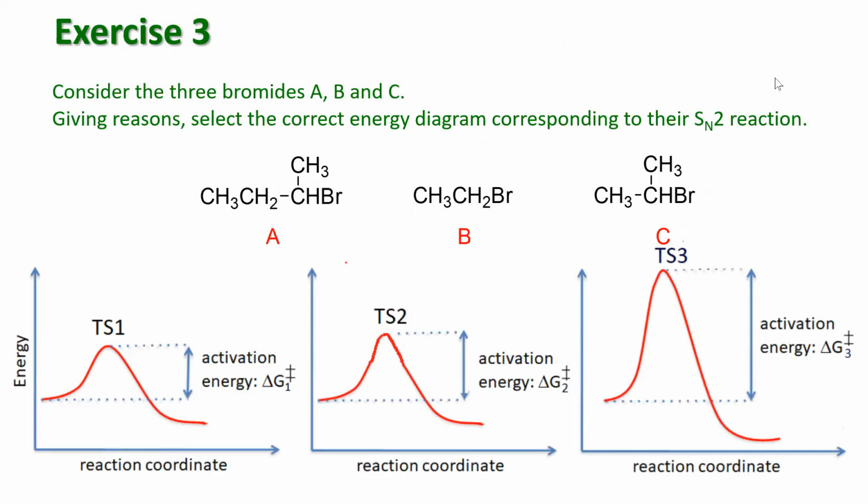Again an exercise there. Now it is something to do with the stability of the transition state. Now see, consider the three bromides A, B, and C. Giving reasons, select the correct energy diagram corresponding to their SN2 reaction. So you consider the SN2 reactions of all three, A, B, and C, and match each with the correct energy diagram. You have 2 minutes, 1 minute.